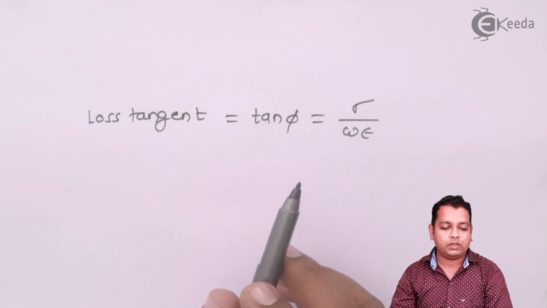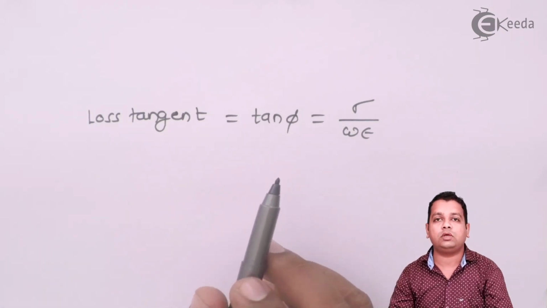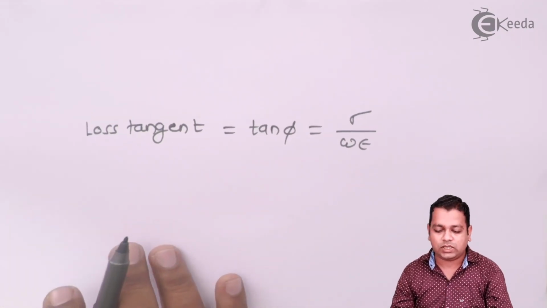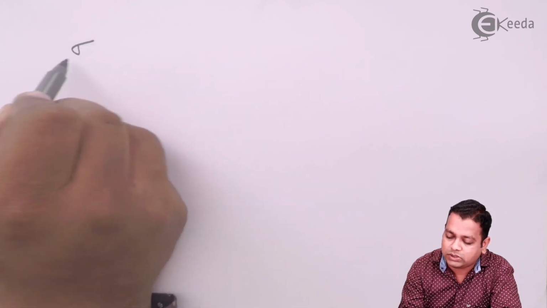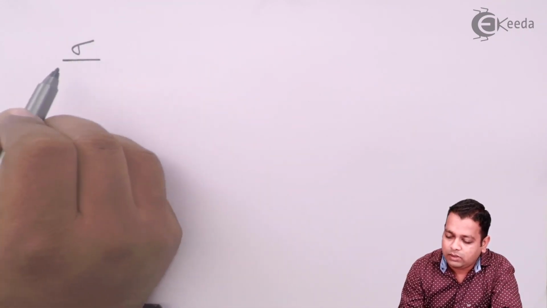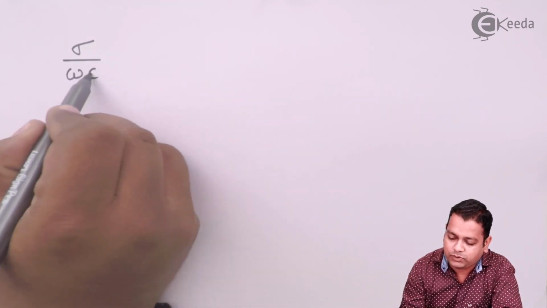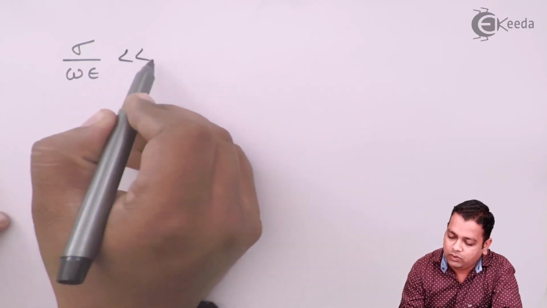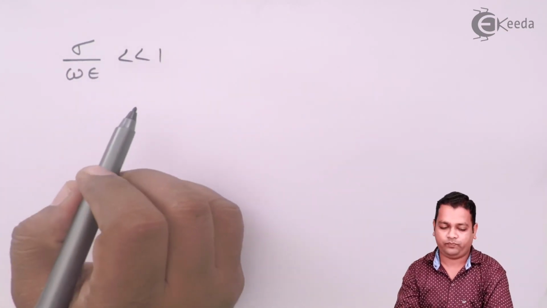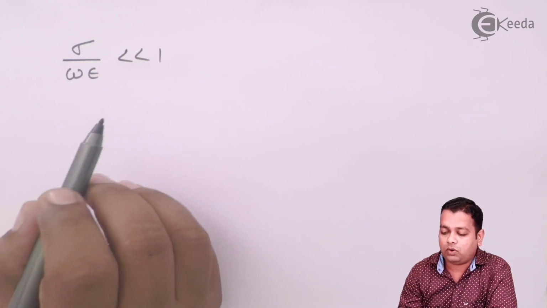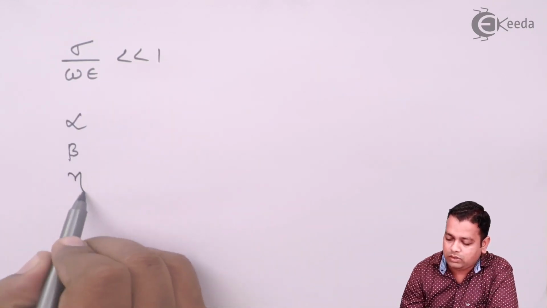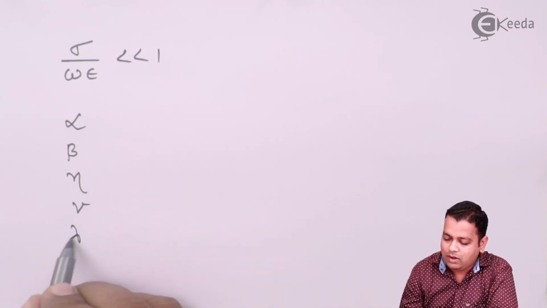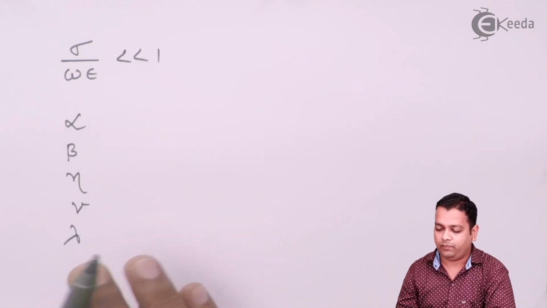Now our topic is wave propagation in a good dielectric medium. So we start with this one. For a good dielectric medium, we shall take the loss tangent, that is sigma upon omega epsilon, to be very much less than 1. Now we have to cross-check the values of alpha, beta, eta, velocity v and lambda for the given medium.